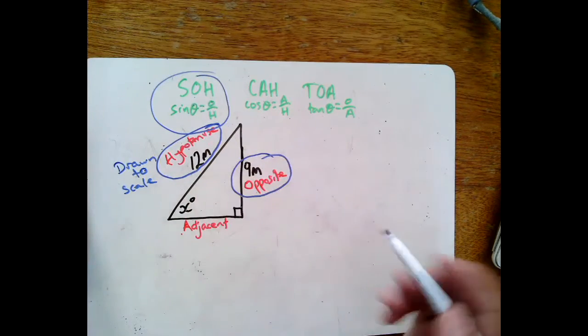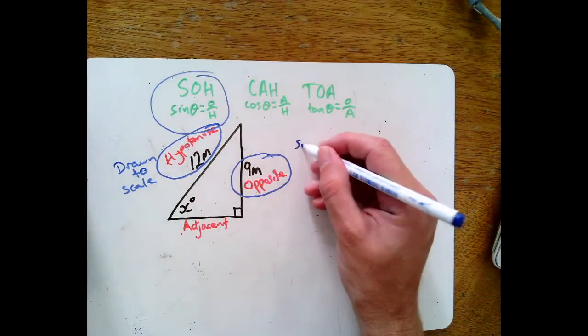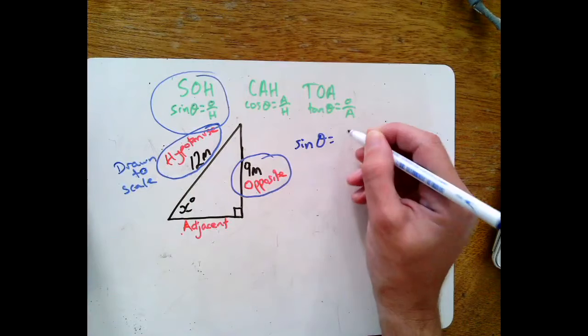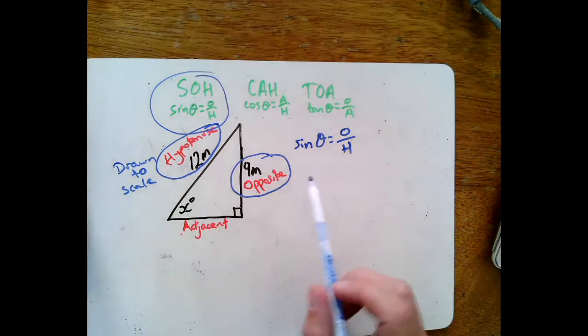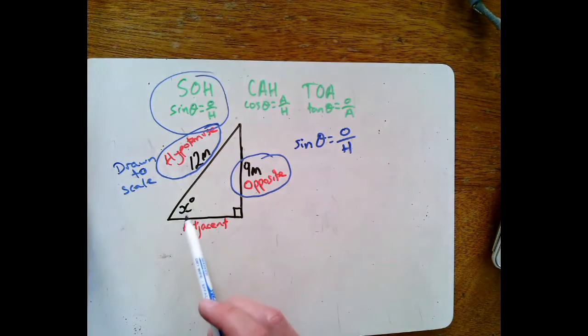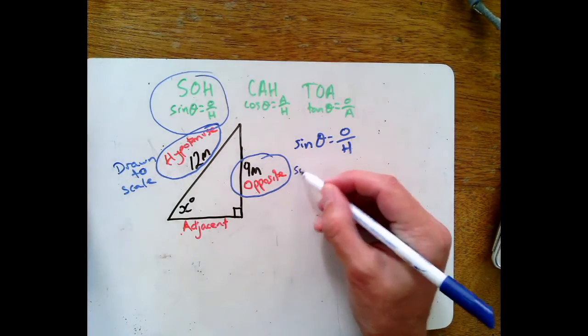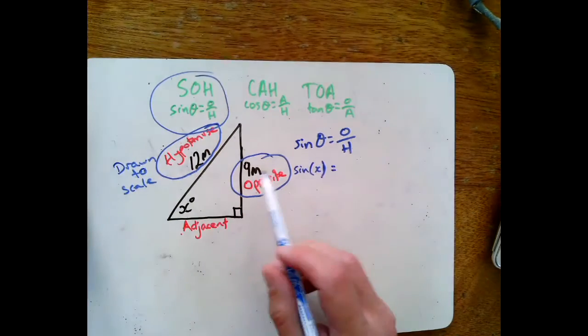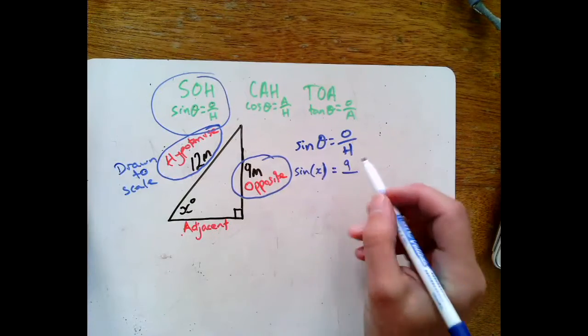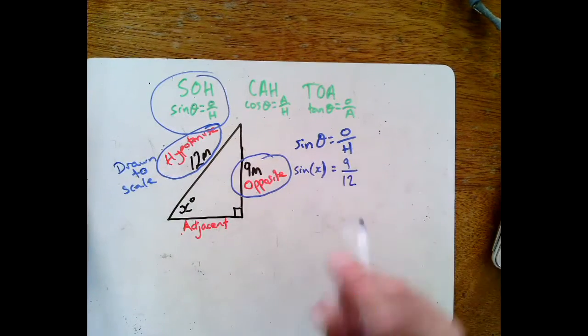Sine of theta equals opposite over hypotenuse. So I'll write that down. Opposite over hypotenuse. Again, that setting up of the question is the important part. If we can do that, then the rest of it is just substituting and rearranging the formula. So let's substitute the information in. X is our angle, so I'm going to write sine of x equals, opposite is 9, hypotenuse is 12.